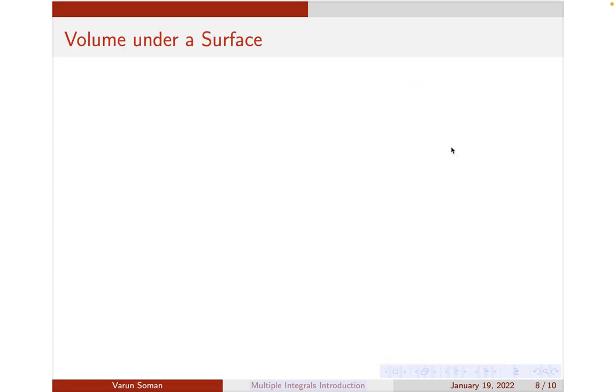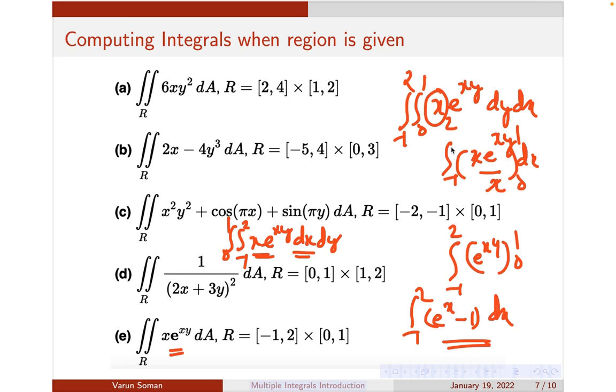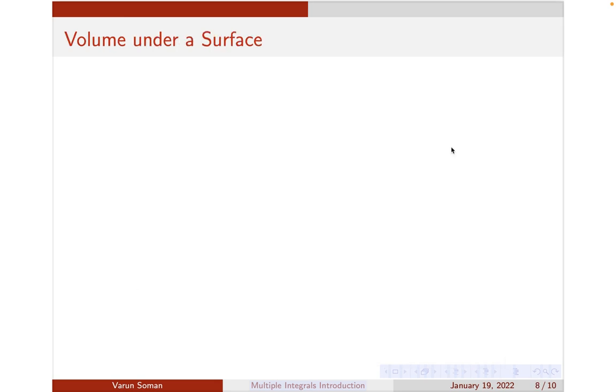Now let us discuss the application of this in the double integrals. Before I come to volume, one simple application is integral over R dx dy, which will be actually the area of the region. Okay, it's nothing to discuss here. It's a very simple, straightforward application.